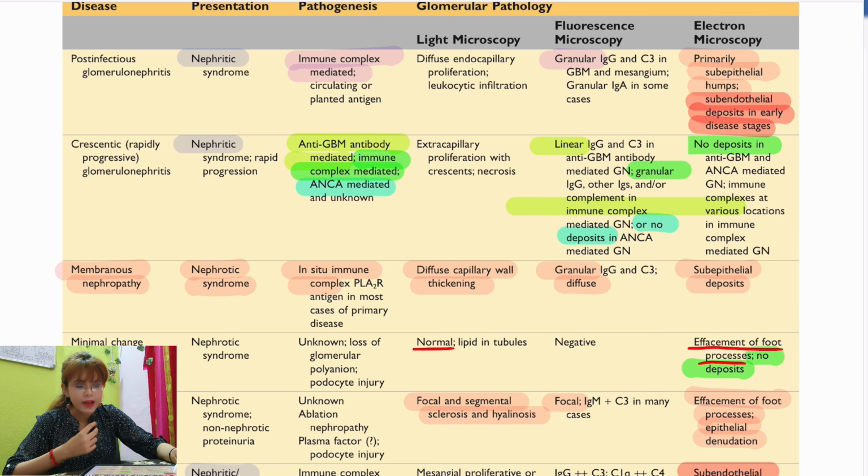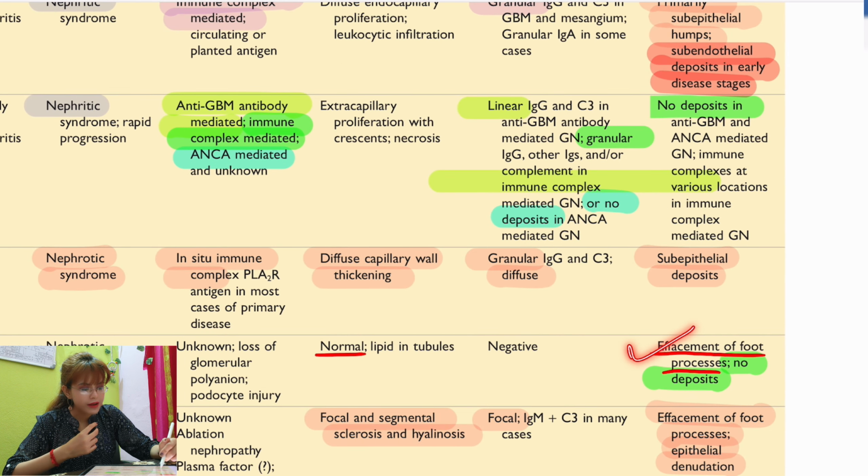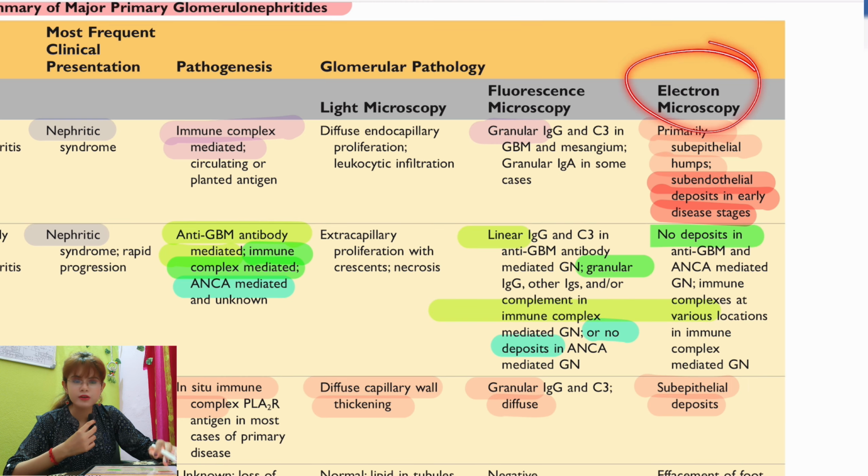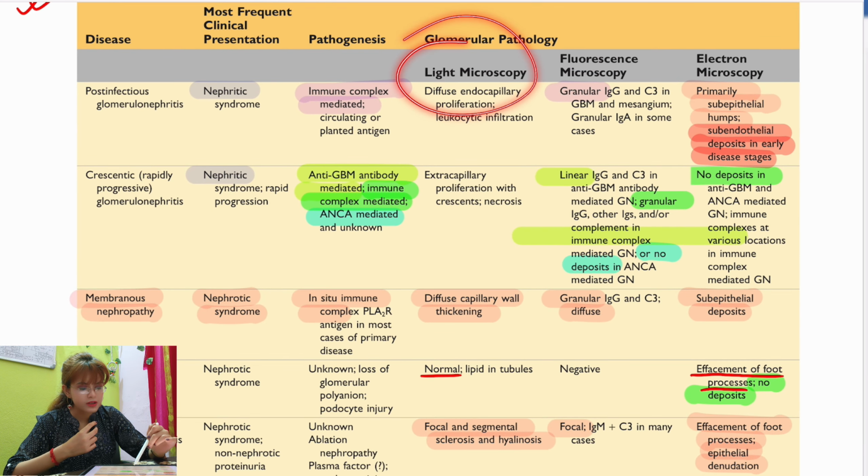So if you are asked for electron microscopy findings, then you have to know that you do have findings in electron microscopy, and that finding is effacement of foot processes. But again, there are no deposits. So there is one positive finding and one negative finding in electron microscopy. On the other hand, in light microscopy, it is completely normal, and there's no finding. And fluorescence microscopy, which means the immunofluorescence, is negative because you have no deposits. Since there is no deposit, the immunofluorescence finding is negative, and light microscopy is normal. But electron microscopy you have one positive and one negative finding.